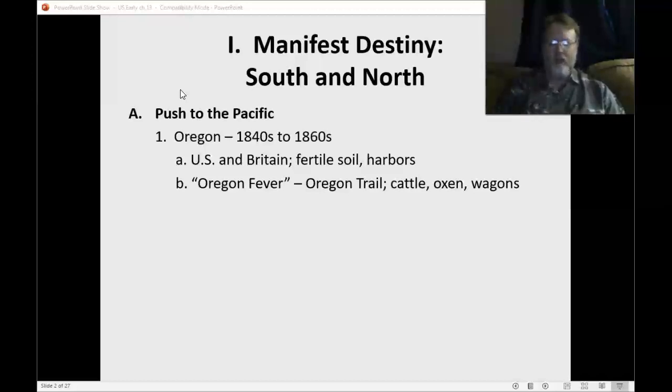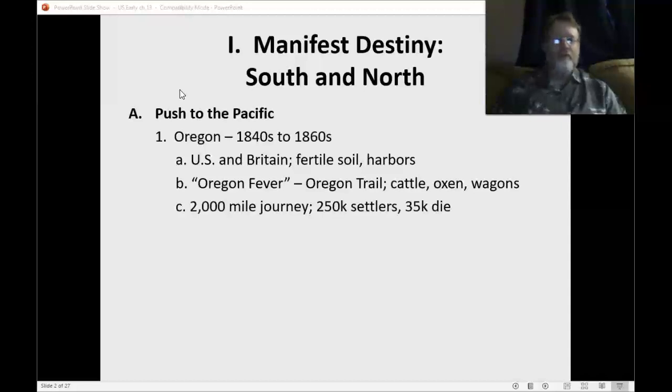People rush out there with wagons and ox, cattle, by the thousands. They migrate along what they usually call the Oregon Trail to settle Oregon and the California Territory. By 1860, we have almost a quarter million settlers out there. Give or take, 35,000 die along the way.